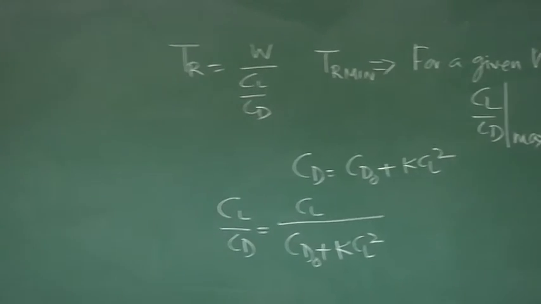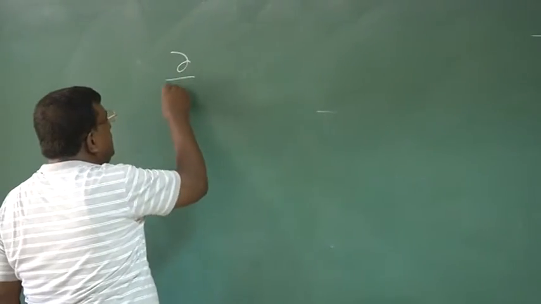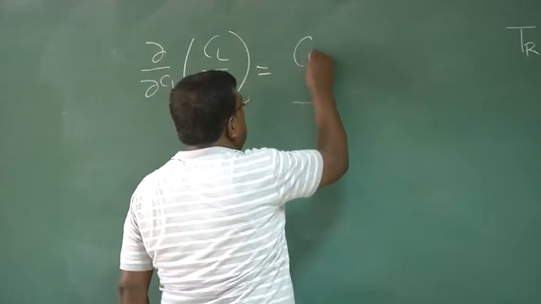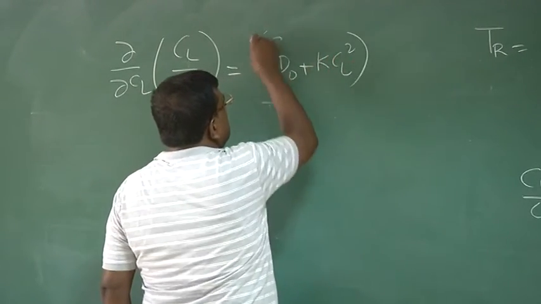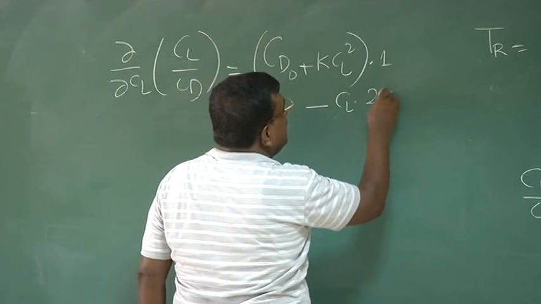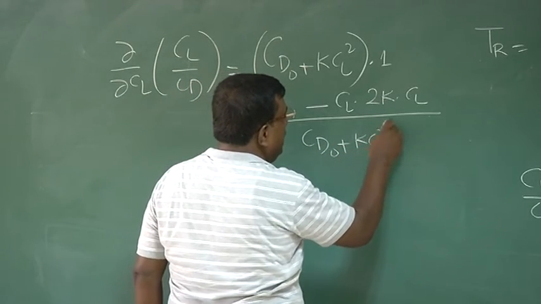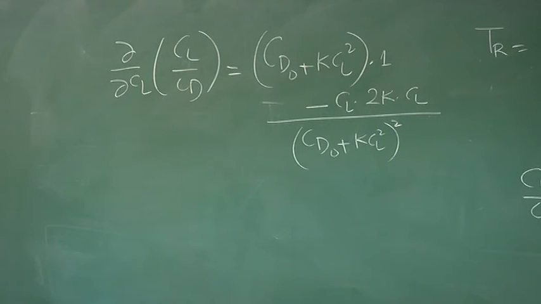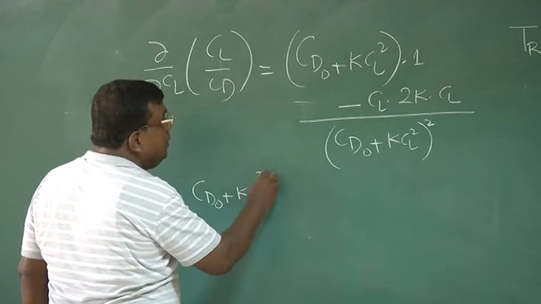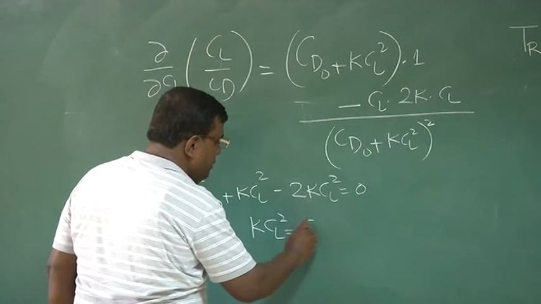Now how do I check for maximizing the CL by CD? The rule is very simple. You differentiate. Then what do you get? You get (CD naught plus K CL square) into 1 minus CL into 2K CL, divided by (CD naught plus K CL square) whole square. And to see if it is a turning point or not, I equate this equal to 0. So I find CD naught plus K CL square minus 2K CL square equal to 0. So I get a condition K CL square equal to CD naught.